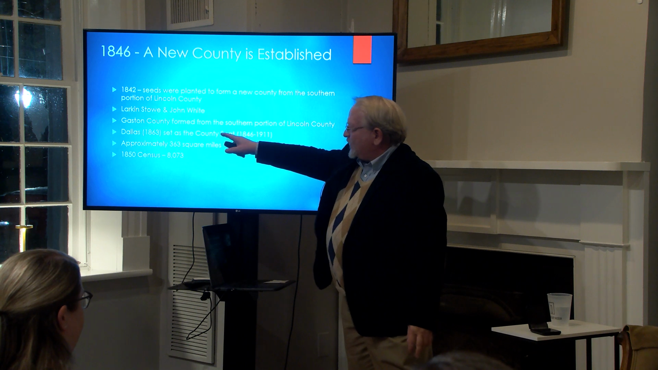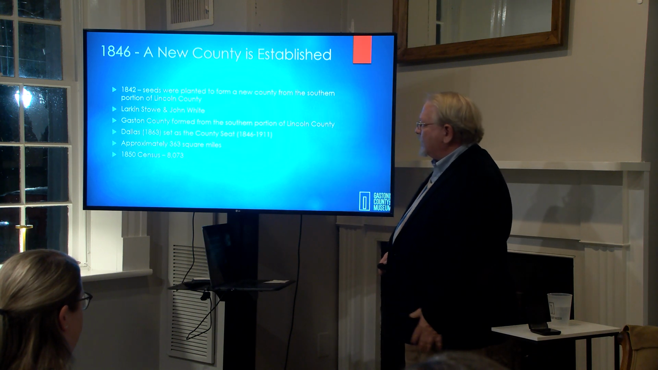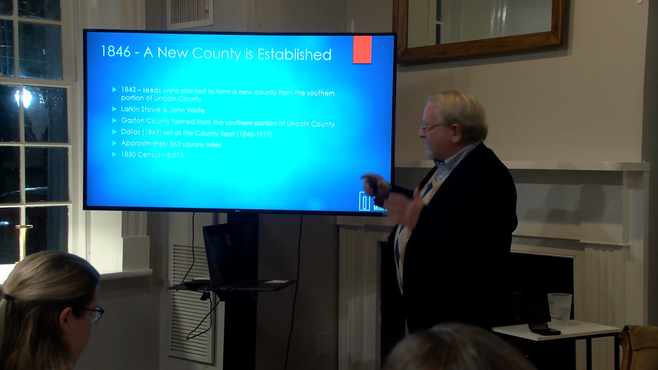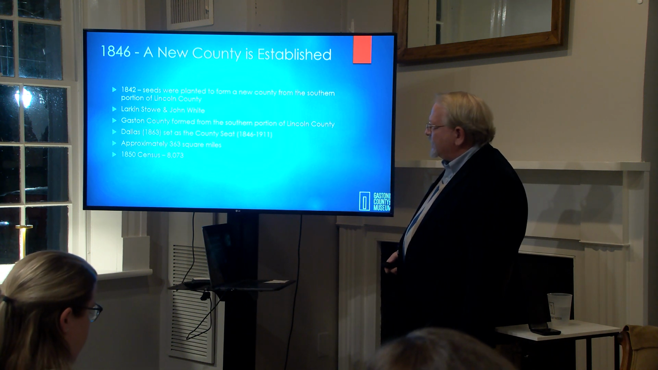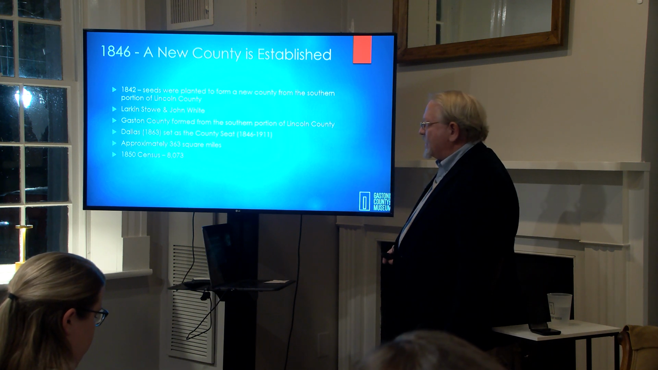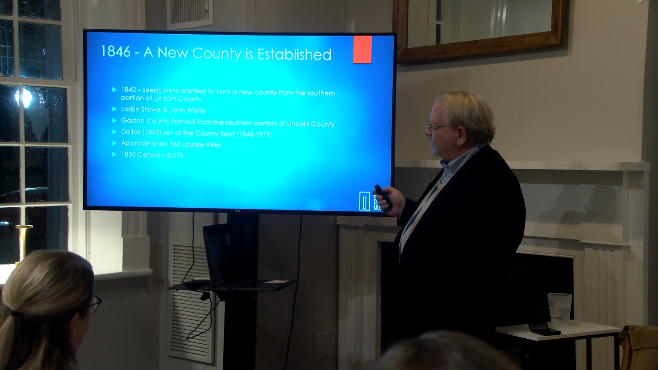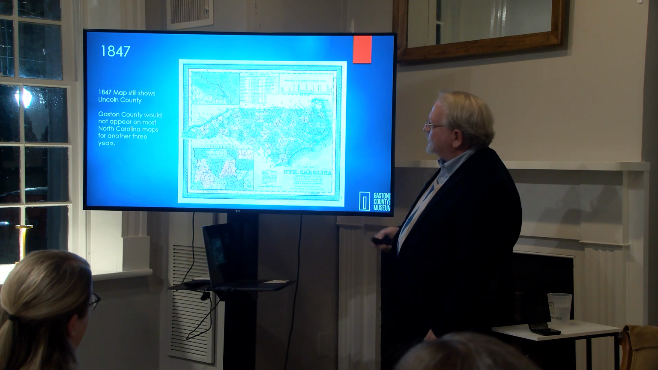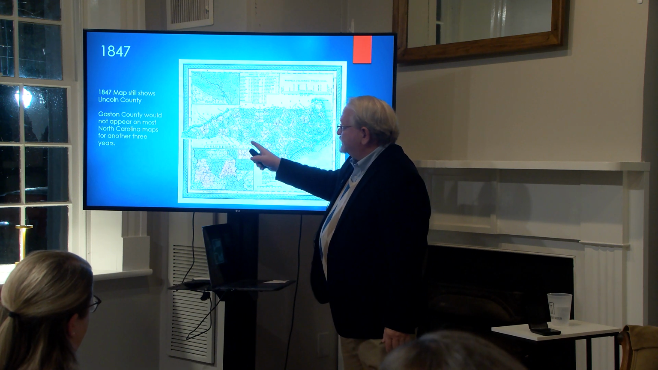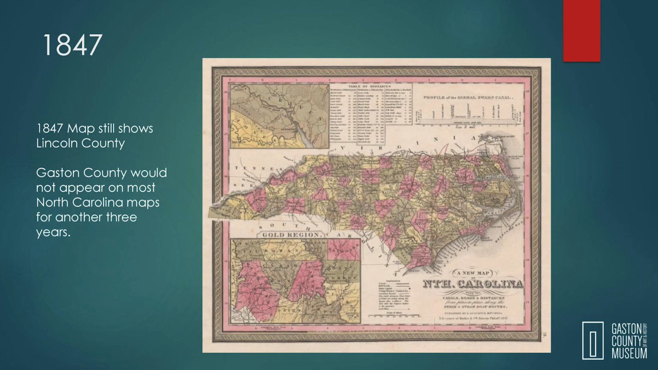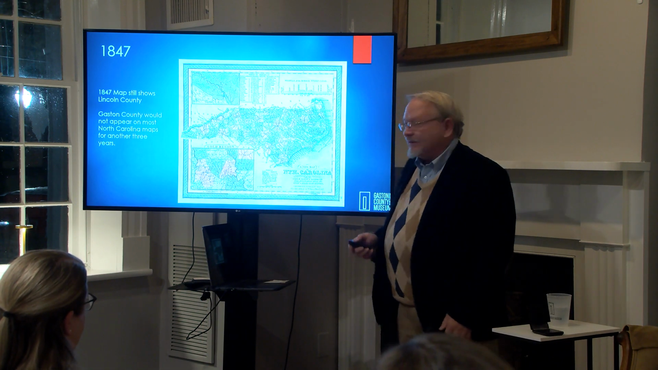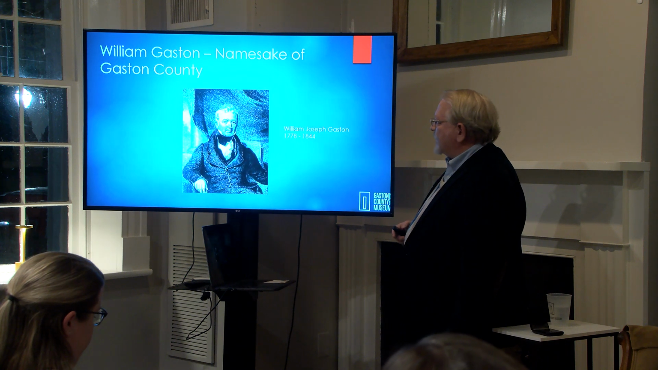Then Dallas, even though it wasn't established or incorporated until 1863, it was set as the county seat. Stayed that until 1911. The county still is 363 square miles. And then as of the 1850 census, we had 8,073 people. That's what we look at. Now, it took 3 years till about 1849, 1850 before Gaston actually started showing up on maps. They were still printing Lincoln County for many of those times.